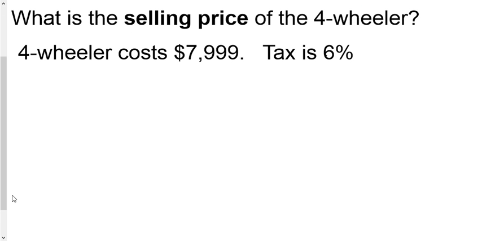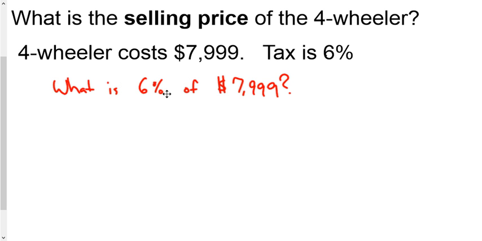Now, how do we figure out what the selling price is? That's the cost of the four-wheeler plus any other expenses. In this case, 6% sales tax. So we need to figure out what is the amount of tax. So what is 6% of $7,999? And if you've had me in previous lessons, we know that all we have to do is take the percent, flip it to a decimal. Okay, 6% goes to 0.06, and then just multiply the total amount that's given there.